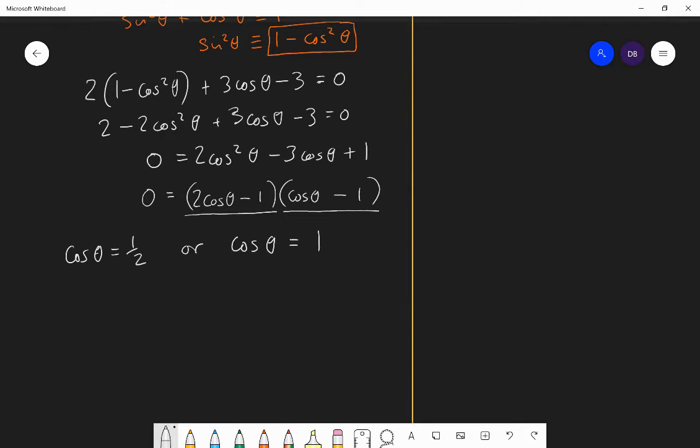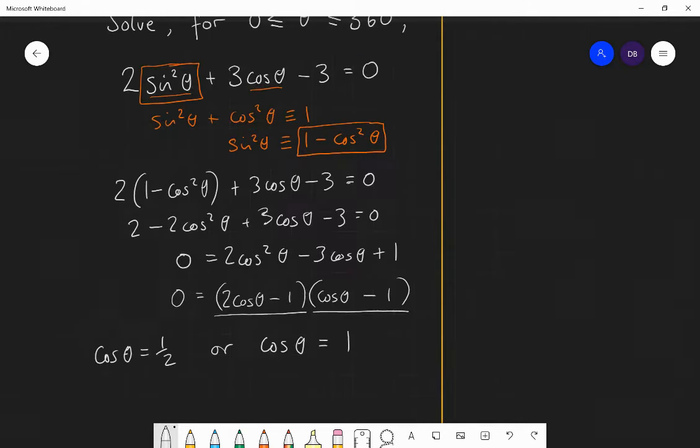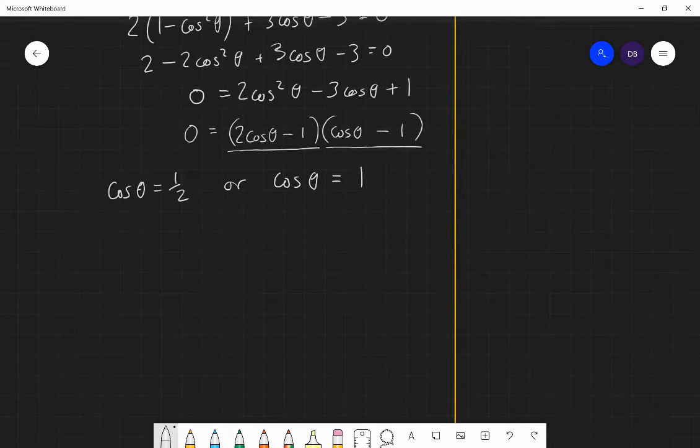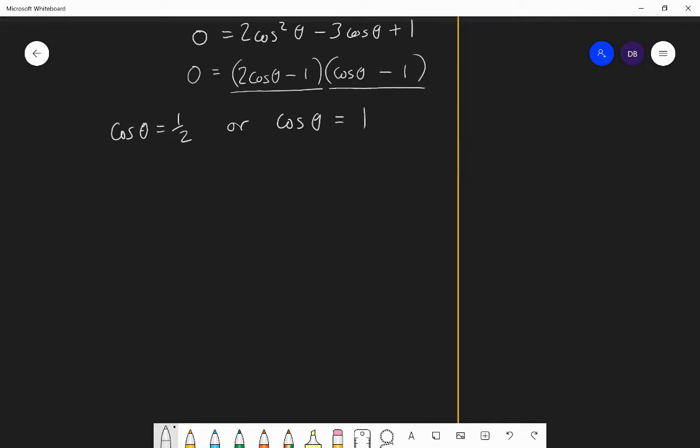Now, I can use that to help me find out what theta needs to be. I want to solve for theta between 0 and 360 degrees. And I know that I want to find the values of theta such that cos of theta is a half or cos of theta is 1. So at this point, I draw a graph like I did when I was solving trigonometric equations in the previous lesson. And the graph will help me decide what values I have along with my calculator.